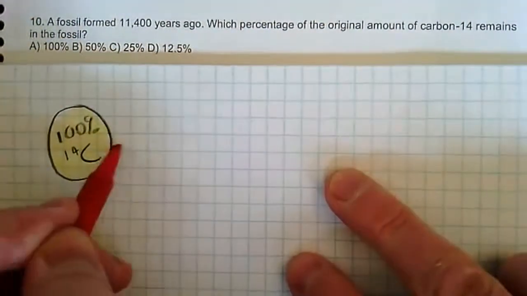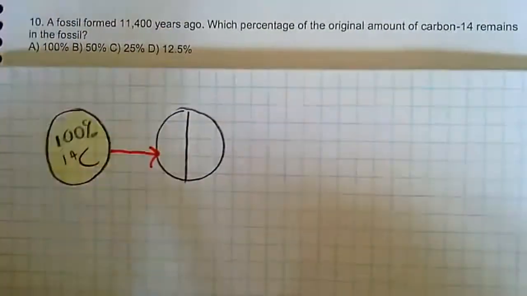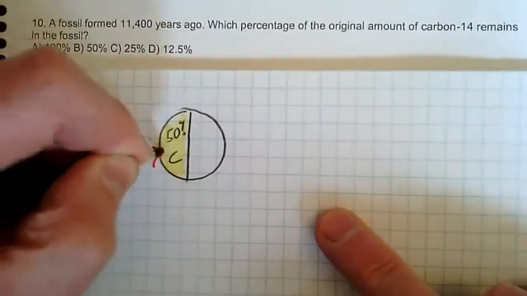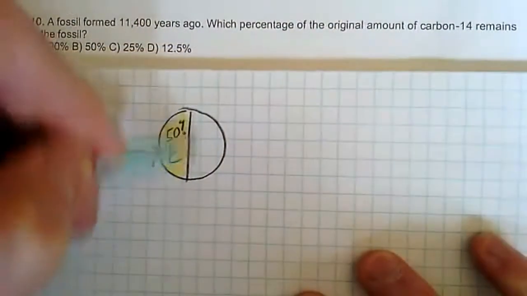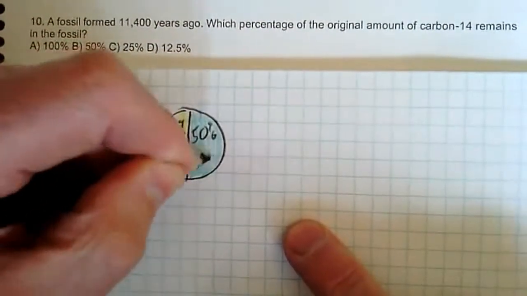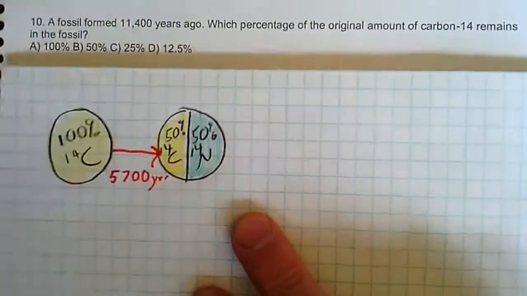All right. After a half-life goes by, how much of that carbon-14 is remaining? Well, we know half-life is the amount of time it takes for half of the material to decay. So half of this material stays carbon-14. I've got 50% carbon-14, and the other half is the decay material. The decay product of carbon-14 is nitrogen-14, so I've got 50% nitrogen-14. And that was one half-life for carbon-14, which is 5,700 years.